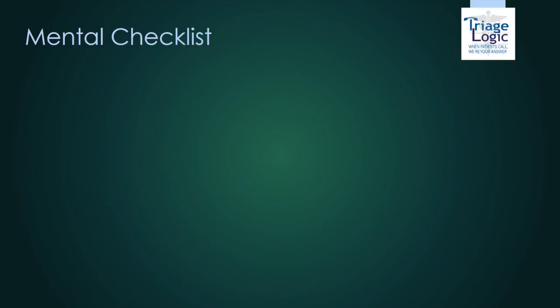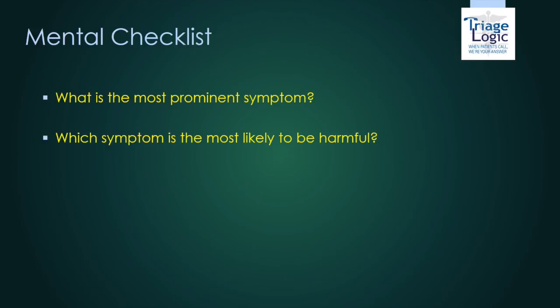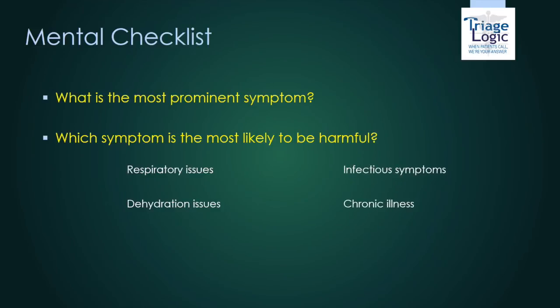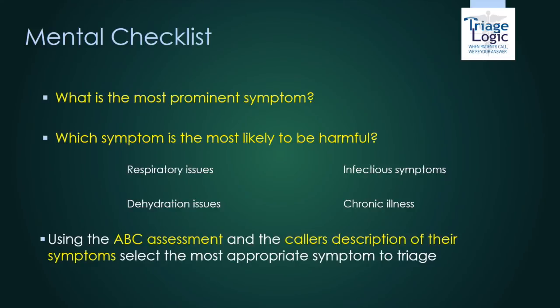As you go through your initial assessment and history of present illness, ask yourself, which is the most prominent symptom? Which symptom is most likely to be harmful? Topping the list are respiratory issues, dehydration concerns, symptoms of infection, and patients with chronic illnesses. Using the ABC assessment and the caller's interpretation of their symptoms will help the nurse select the most appropriate symptom to triage first.